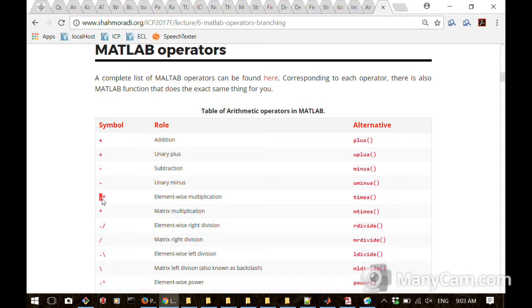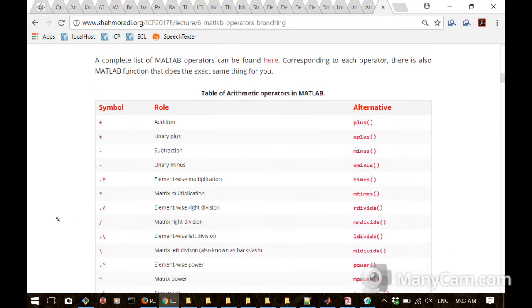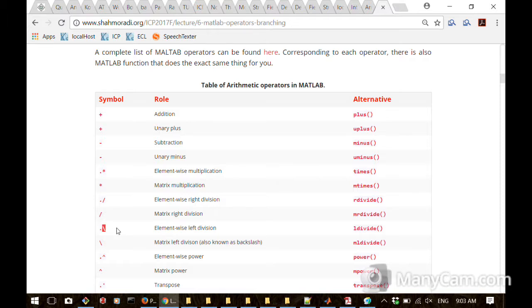It says element-wise multiplication, which means that you multiply the elements one by one with each other. The first element with the first element, second element with the second element, and so is the element-wise division. And left division. Do you know the meaning of this left division? Okay, great. So the normal division, the right division, divides this number by this number. But the left division does it in the reverse order.